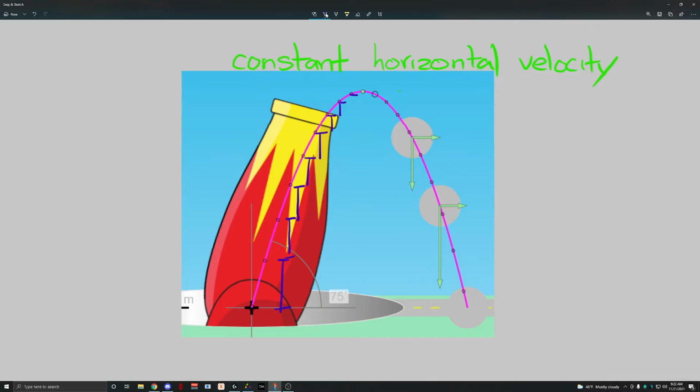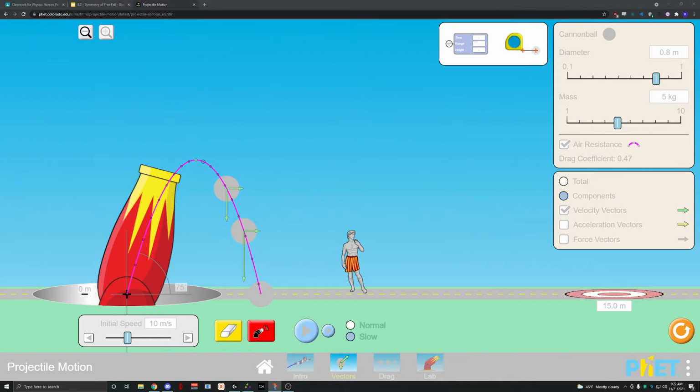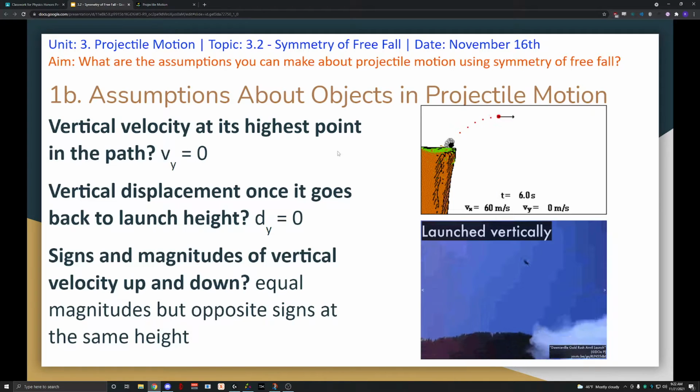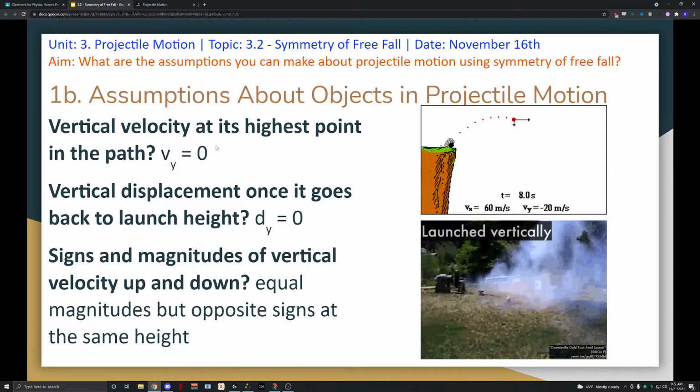As you go up to your highest point, your vertical velocity changes until you get to your maximum height. At your max height, your velocity in the y direction is 0, and you're not traveling up anymore. Once you get past your max height, your velocity is negative because you're speeding up in the negative direction as you come back down. This is the first assumption: your velocity at max height is 0 in the vertical direction.